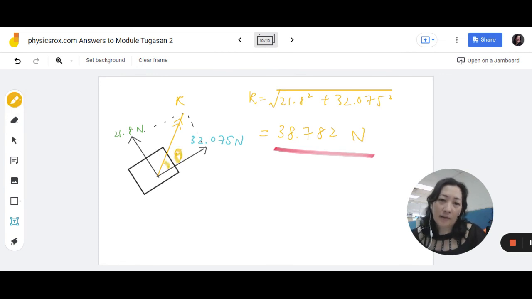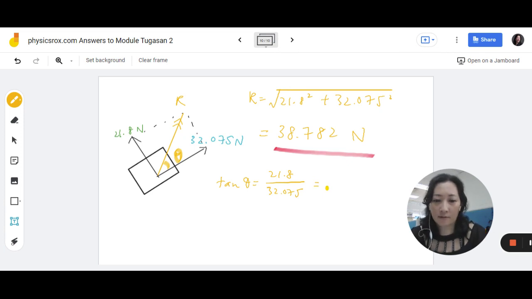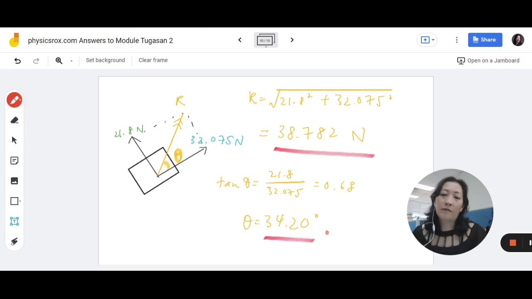If we had to find the angle, theta, you can solve this using SOH-CAH-TOA. In this case, we use tangent. So tangent theta equals 21.8 over 32.075. This gives us 0.68. So the value of theta would be 34.20 degrees, and this is the answer for the resultant force in terms of its magnitude and angle based on this question. So it's vastly different from the answer scheme, but that's the answer that I can see which is correct based on all information given in this question.